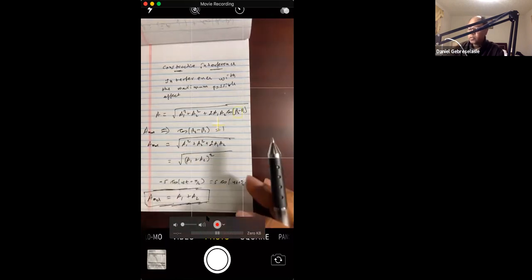So that tells me the maximum amplitude is simply the sum of the two amplitudes. So this is the maximum value. For constructive interference, the net amplitude is the sum of the two amplitudes. And what's the condition for this? The condition is that the cosine of the phase shift equals 1. So let's look at the condition of constructive interference.